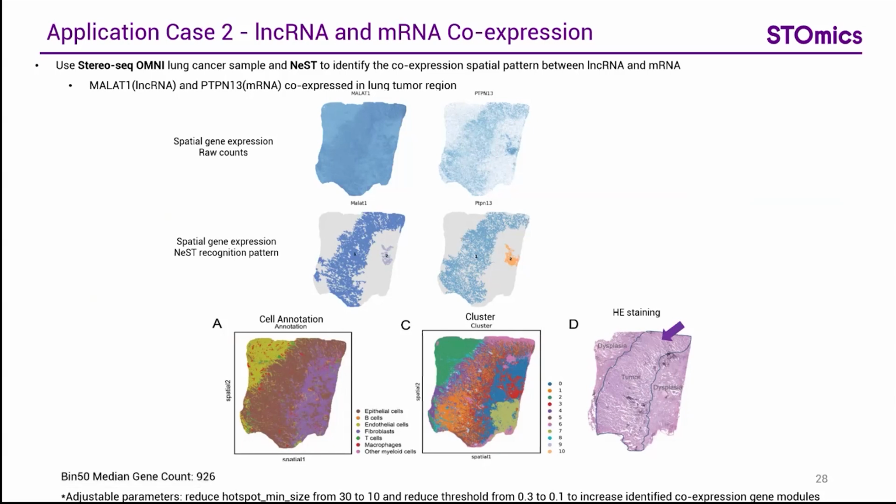Through research, we discovered that a pair, MAL81, the lincRNA, and PTP13, the mRNA, has the same co-expression region located in the tumor cells of this lung cancer sample, which can be mutually validated with cell annotation and clustering results, leading us to speculate that these co-expression relationships may be related to the relevant regulatory mechanism.